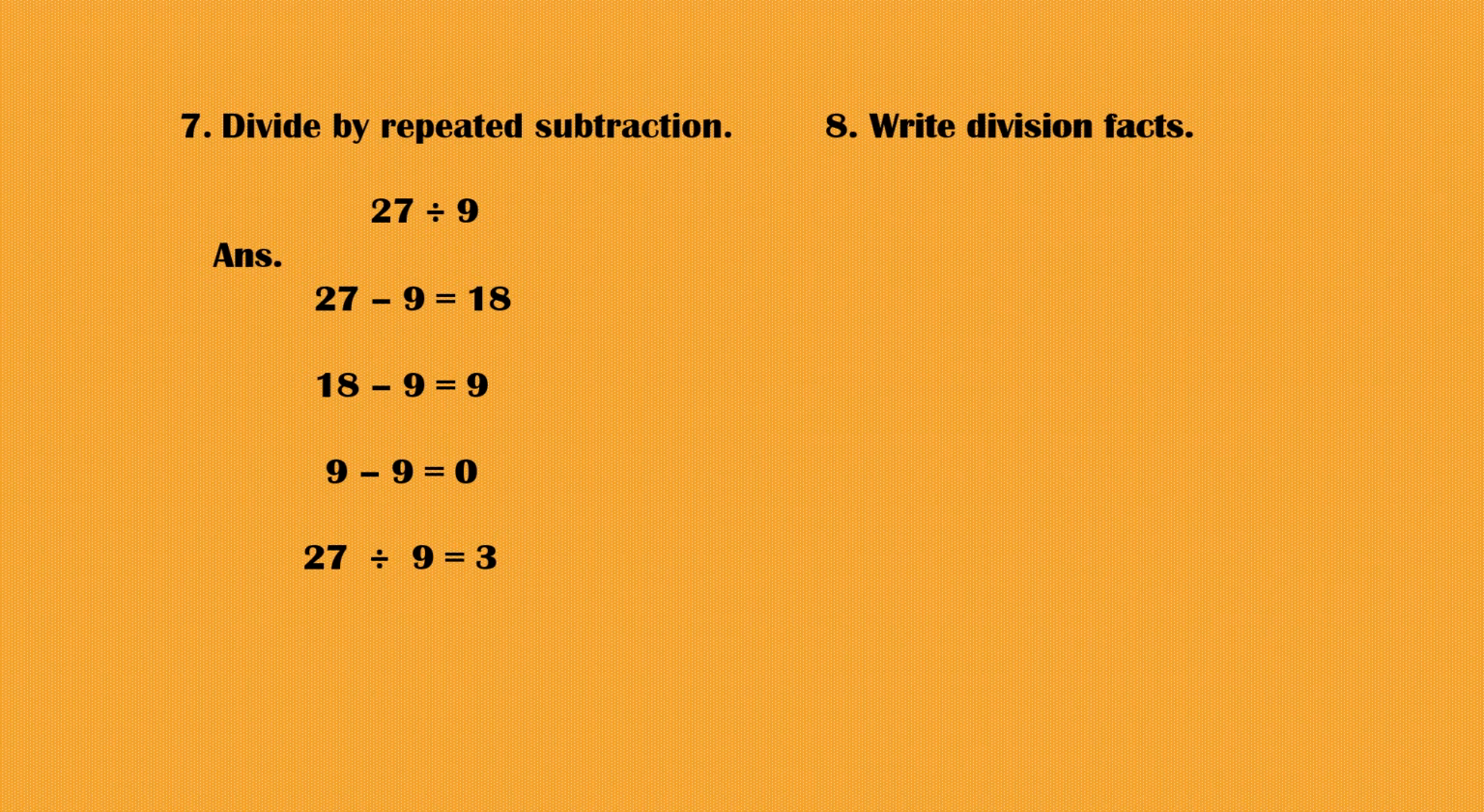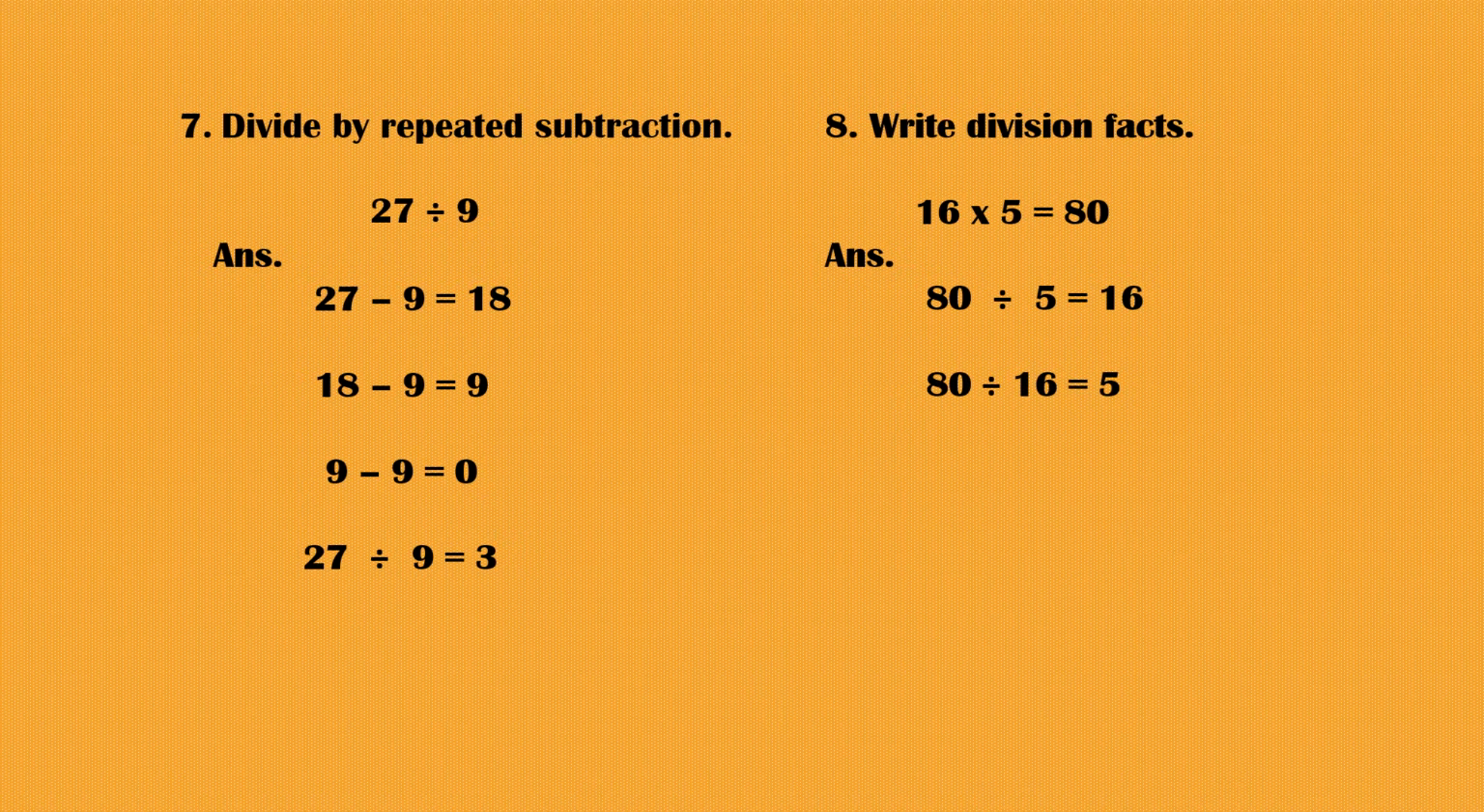Now the next part is write division facts. Now 16 multiplied by 5 is 80. Now what does the division fact say? That if you divide 80 by 5, you will get 16. And if you divide 80 by 16, you will get 5. Why? Because 16 5s are 80 or 5 16s are 80.